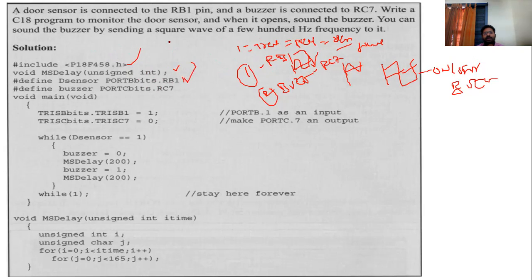What is RB1? You can define RB1 as a door sensor, and RC7 is the buzzer. So RB1 is an input port, because you press that one. RC7 is the output, because you send the information to RC7. See this input port as well as the output.